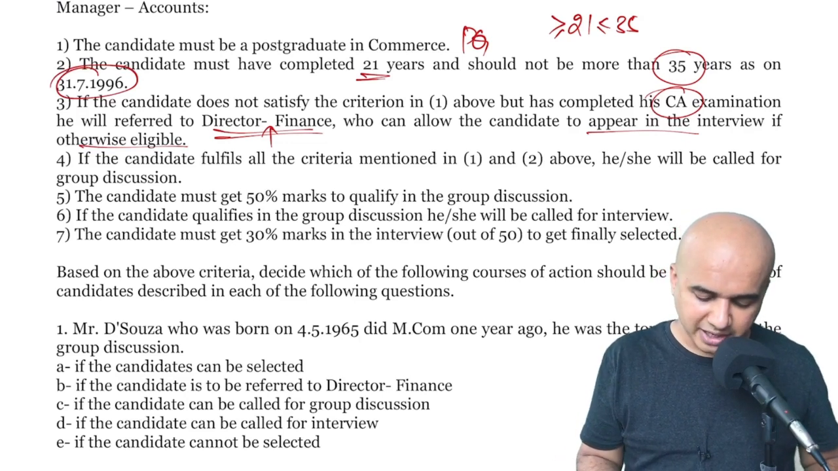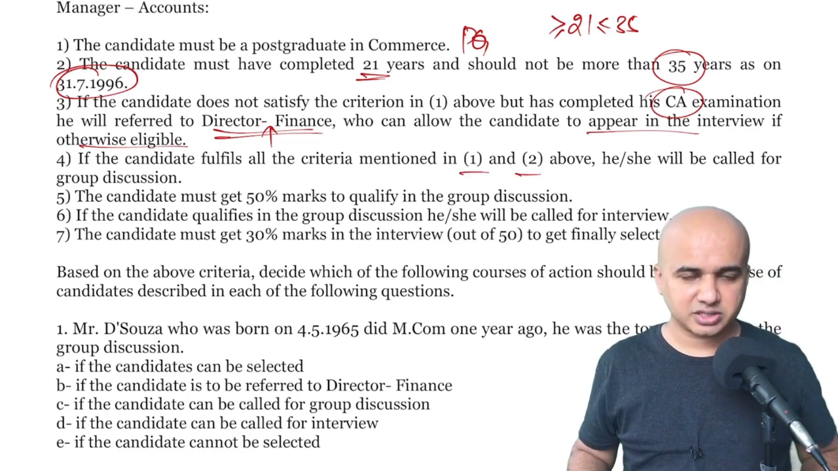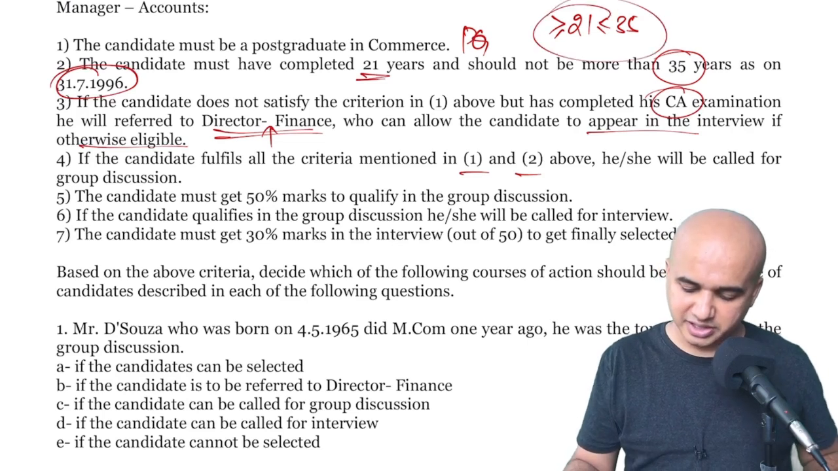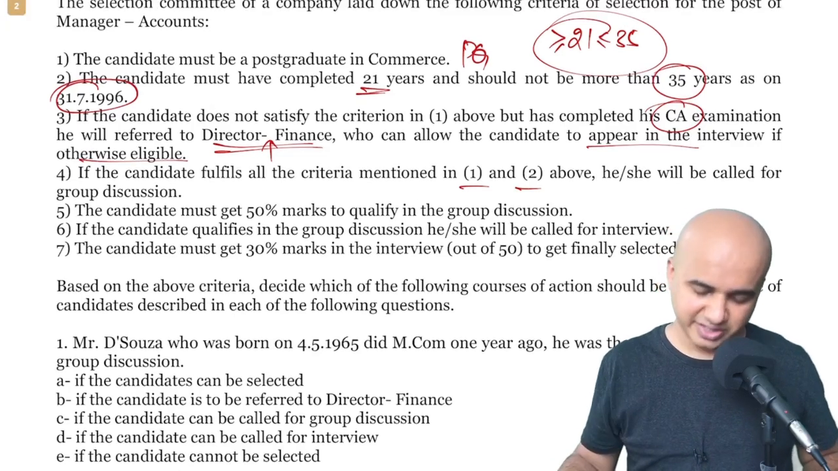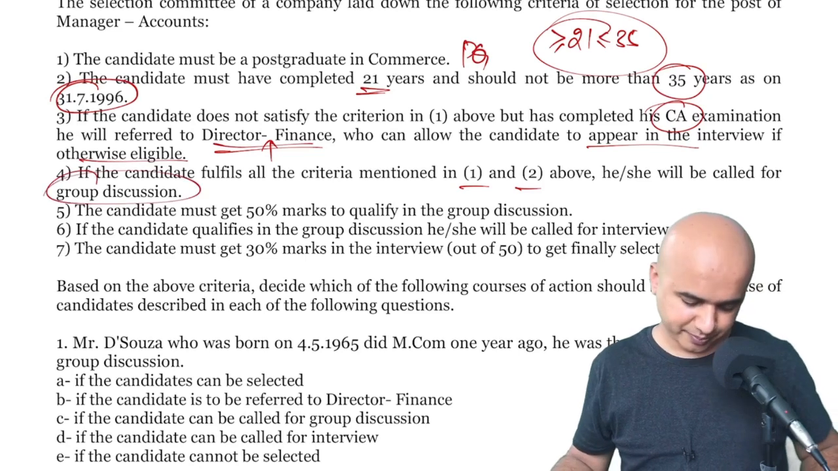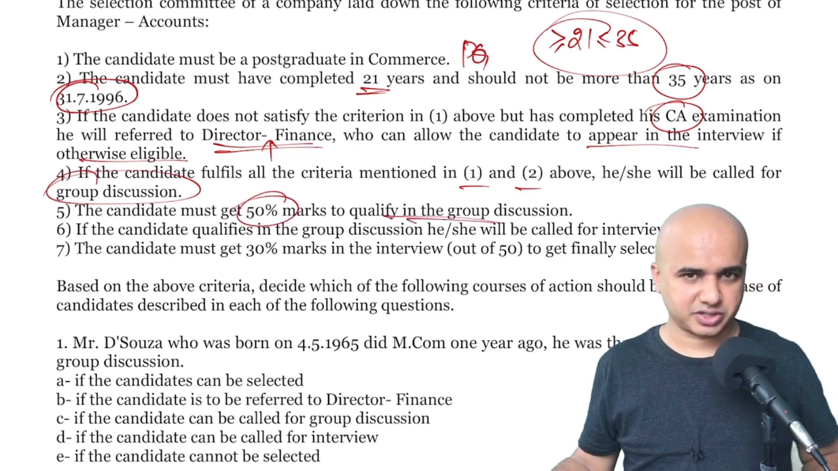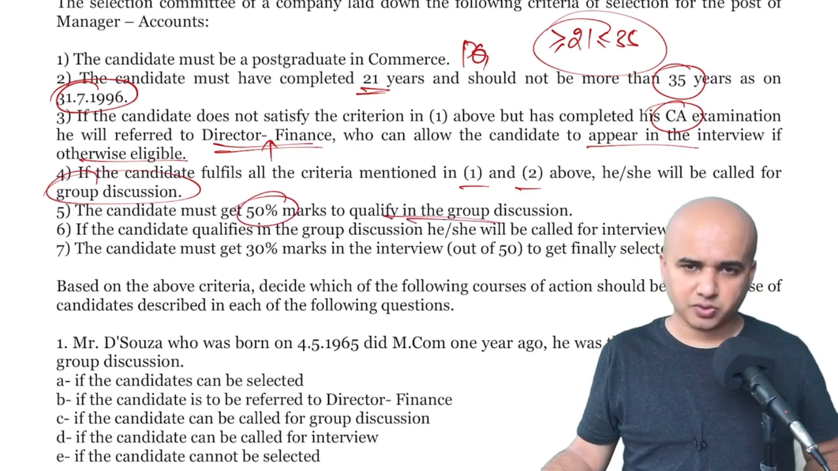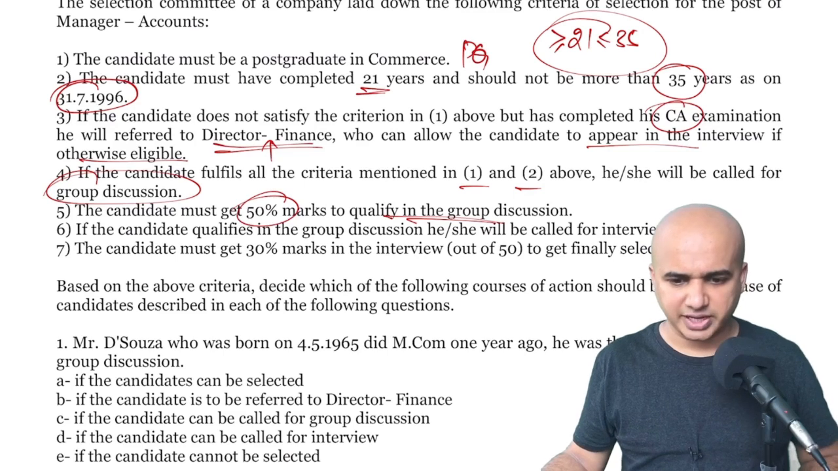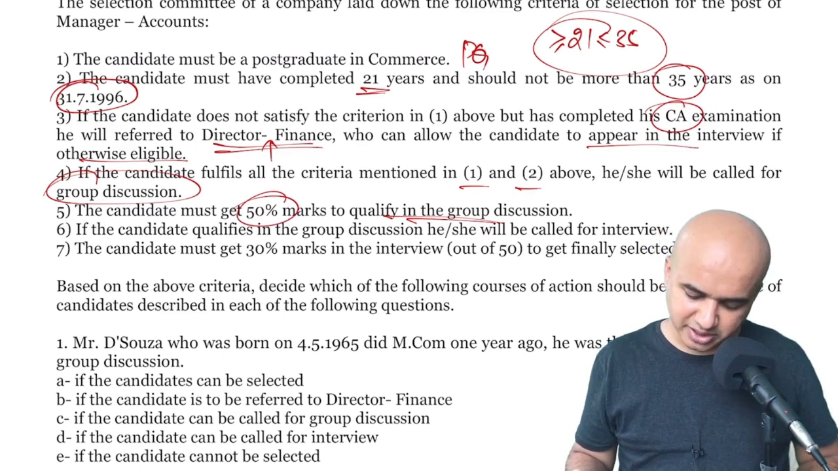Then, if the candidate fulfills all the criteria mentioned in 1 and 2 above, he or she will be called for the group discussion. So first, they should be within this age, then they should be postgraduate in commerce, or they should be CA passed candidates. If that is the case, then they will be called for the group discussion, GD. Then the candidate must get 50% marks to qualify in group discussion. So whatever is the allotted marks, out of that they should get 50%.